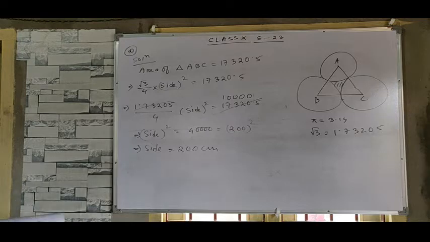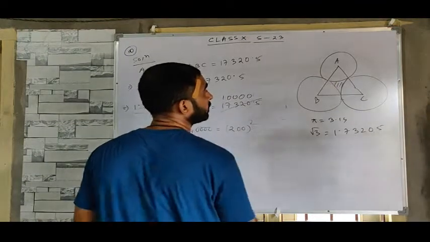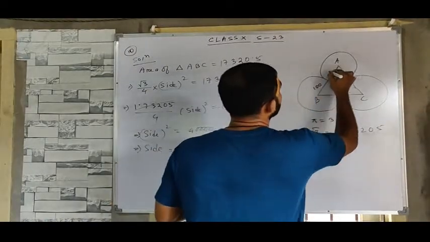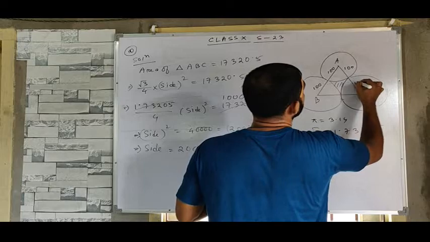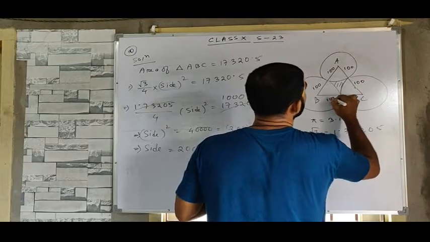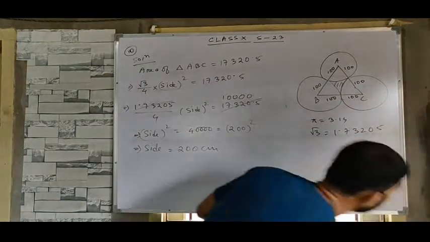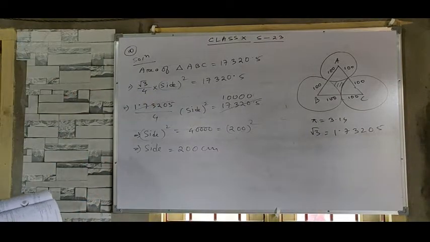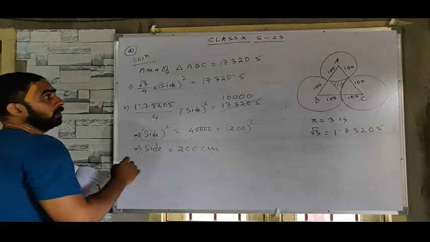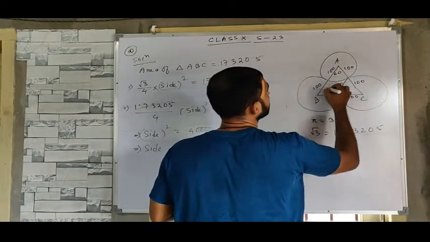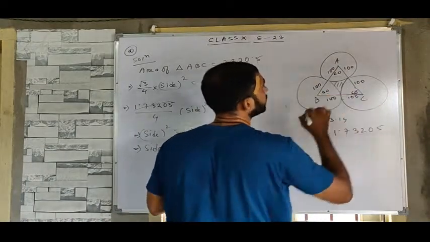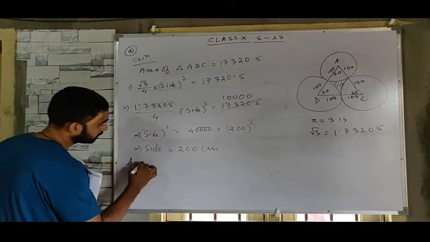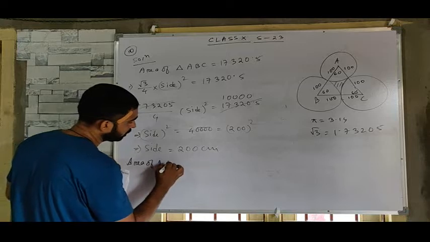Now the radius. If the side equals 200, then the radius will be 100. Now we have to find the area of one sector. Here all the angles are 60 degrees because it is an equilateral triangle. So the area of one sector.